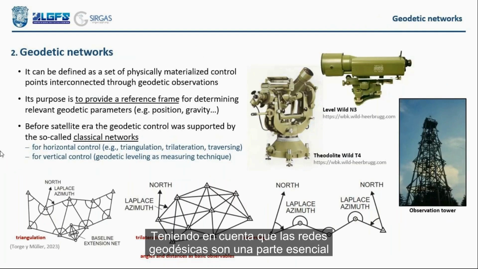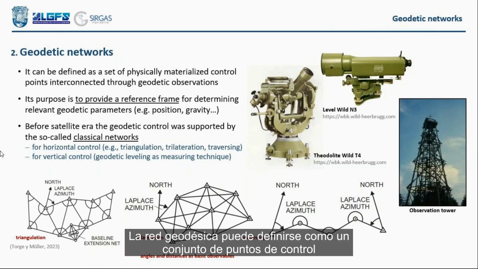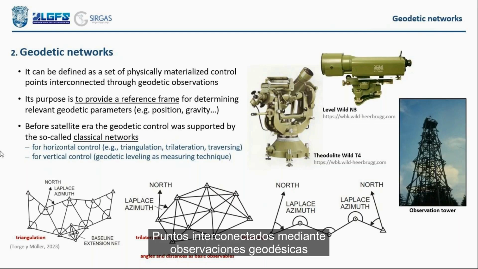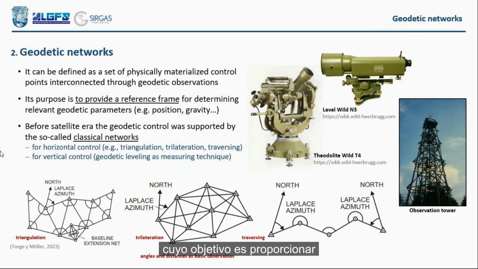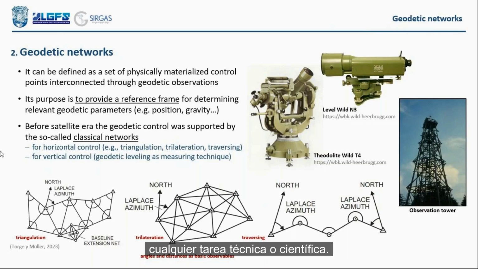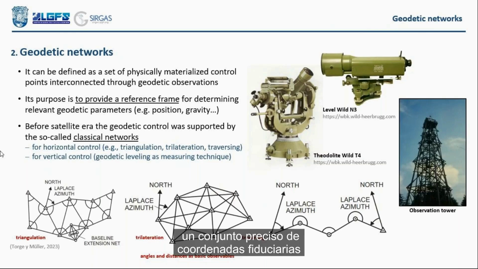Taking into consideration that geodetic networks are an essential part of any geodetic infrastructure, the geodetic network can be defined as a set of physically materialized control points interconnected through geodetic observations, whose purpose is to provide a reference frame for determining relevant geodetic parameters. Any technical or scientific task, from construction surveying to satellite orbit determination, needs an accurate set of fiducial coordinates, and they are provided by the geodetic network.